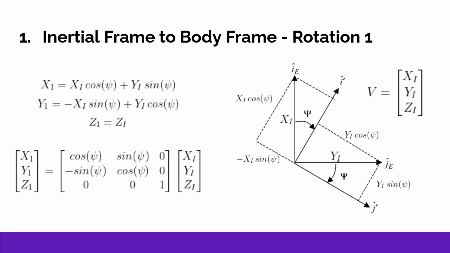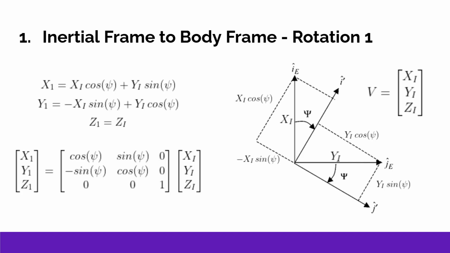Now the projection of y_I onto j prime is going to be y_I cosine of psi, and because the direction of that projection is in the same direction as positive j prime, it is going to be a positive contribution. Finally, the projection of x_I onto j prime is going to be x_I sine of psi, and because it is in the opposite direction of positive j prime, then it is going to be a negative contribution. Now, because we're rotating about the z-axis, z_1 is actually equal to z_I.